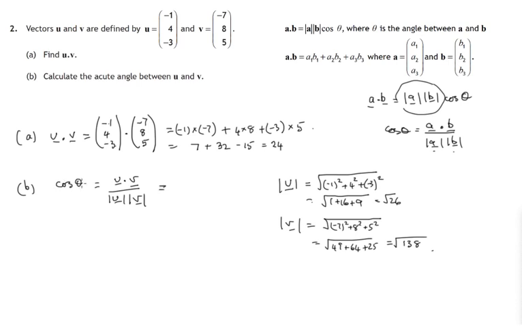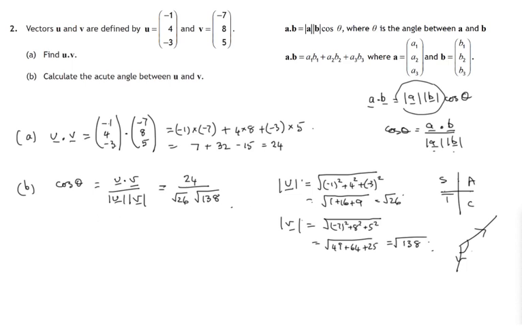So back to this formula, the cosine of the angle we're after is u dot v, the dot product, which we know is 24, divided by the product of these two magnitudes, root 26, root 138. And that's a positive quantity, so we know that we will get an angle between 0 and 90 degrees. If this had been negative, we would have got an angle between 90 and 180.